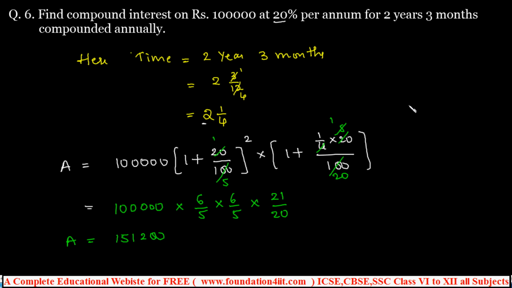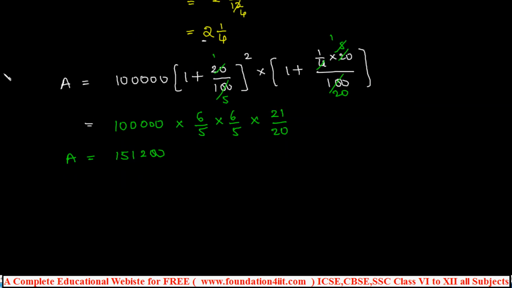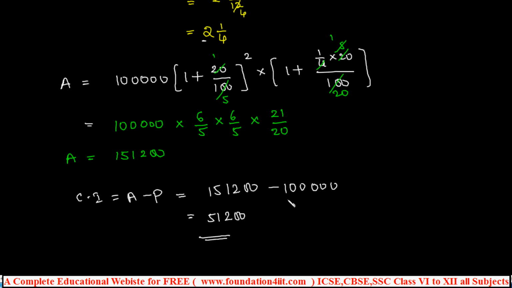So based on this we can calculate the compound interest. Okay, the compound interest is amount minus principal. I already did this calculation, you can do it on a calculator. Amount minus principal: 1,51,200 minus this 1,00,000, that is 1,51,200 minus 1 lakh, is 51,200. That is the compound interest for these 2 years, 3 months, right?